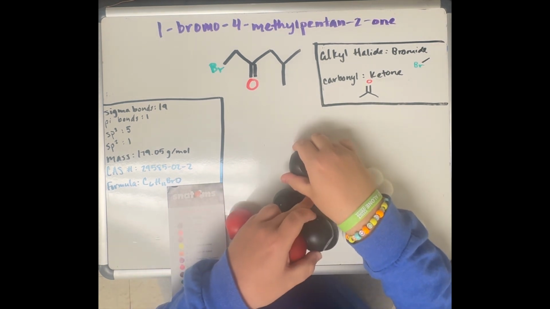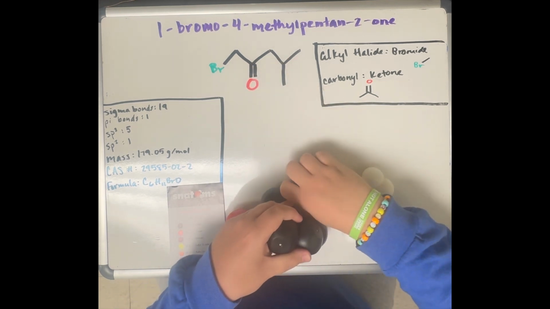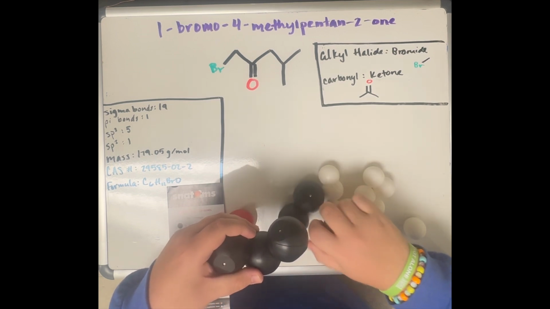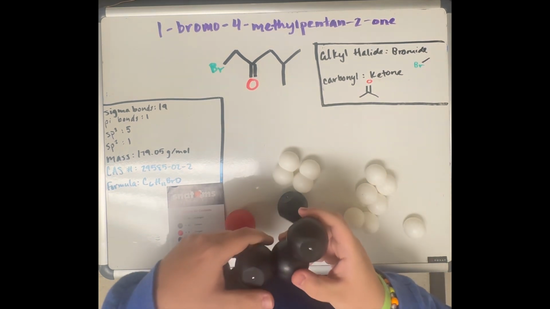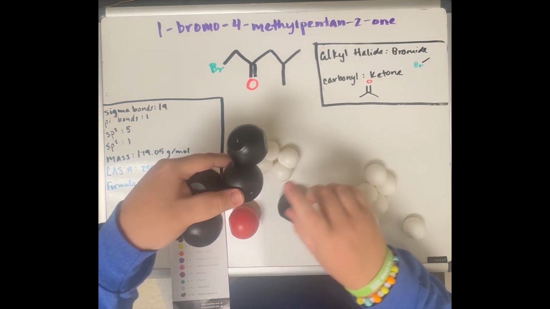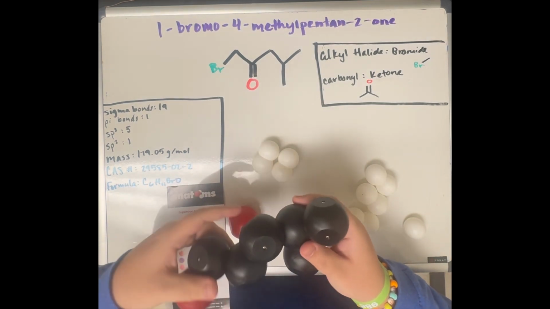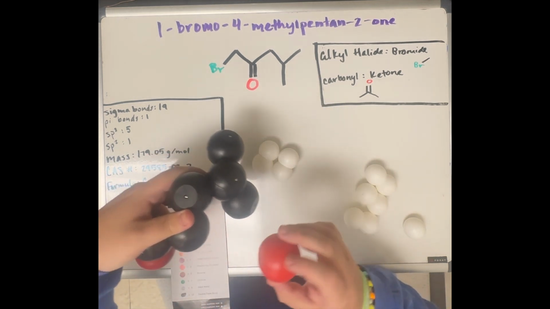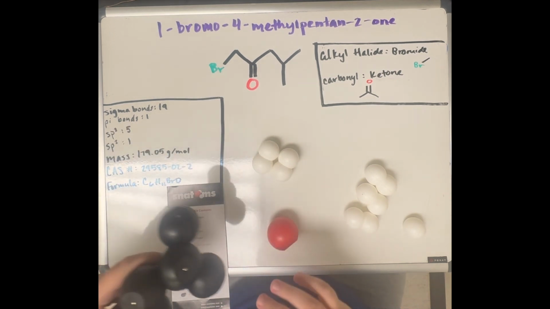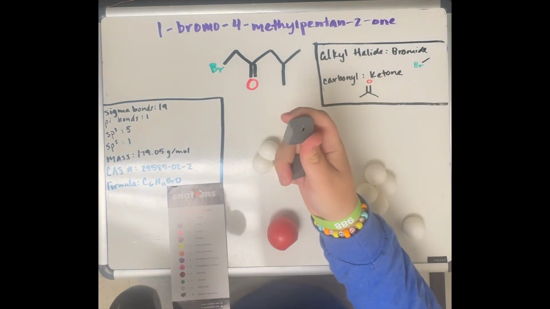Then I am going to connect another carbon. Just go ahead and connect all of our carbons all across. And then on this fourth carbon right here, I want to add another carbon to make our methyl group. And going back to this second carbon, I'm going to add an oxygen, but I'm going to add a pi bond to it using these 2 sigma bonds.